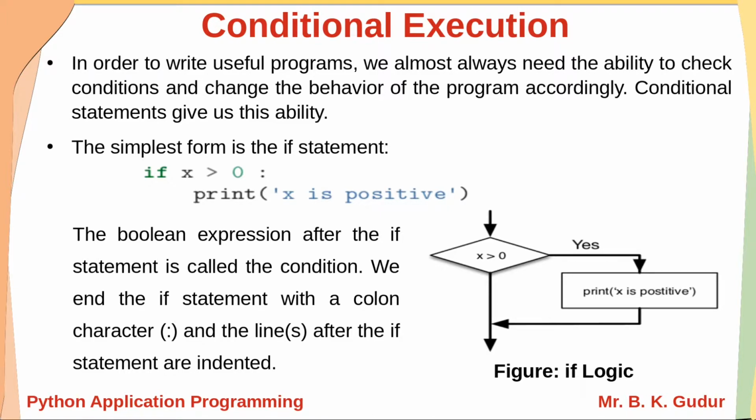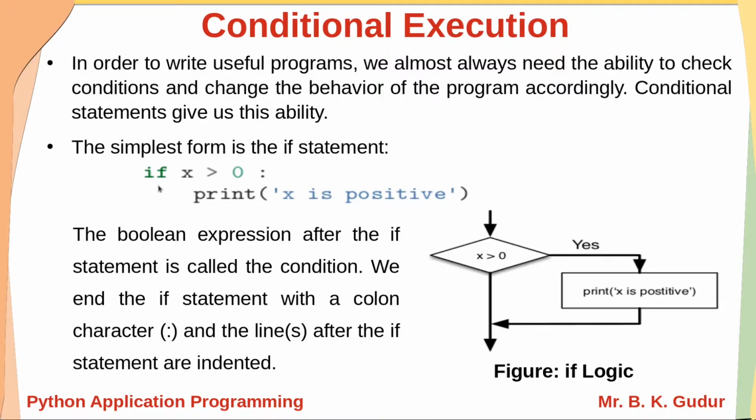If we don't use any conditional execution, the program will be just a sequential execution. However the statements appear in a program, accordingly the execution will take place. But to deviate from a sequential execution, we should have an ability to check some conditions and change the behavior of the sequential execution. That can be achieved using the simplest form of if statement. Conditional execution means based on the condition, some part of the code will be executed. There are different types of conditional statements in Python. The simplest form of a conditional statement is the if statement.